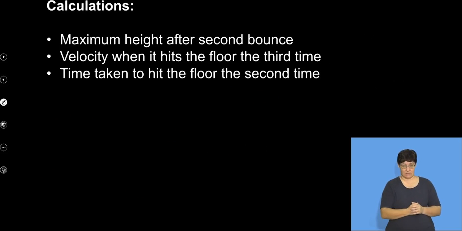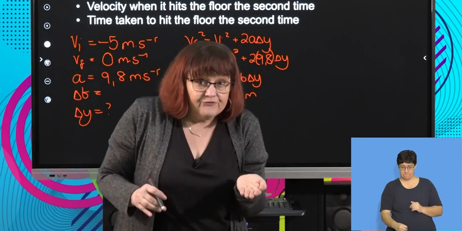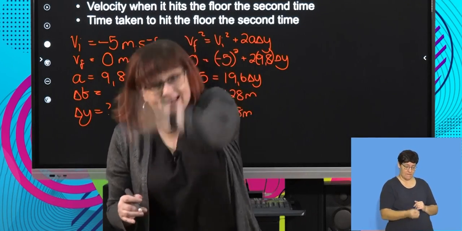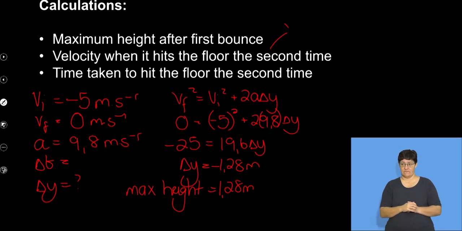Oh, that's the third time. So let's just go here. Velocity when it hits the floor for the second time. Well, this one's not a calculation. Okay? It left the floor at 5. It's going to hit the floor at 5. So that velocity is going to be 5. Straightforward?